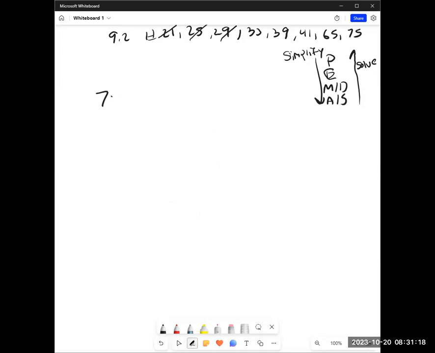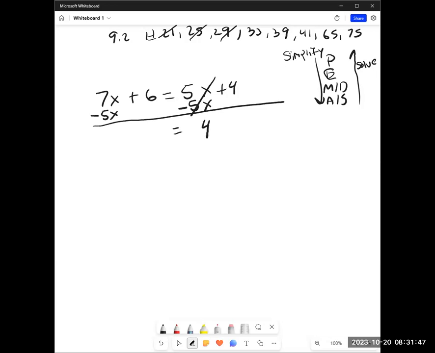Now we have 7x plus 6 equals 5x plus 4. Both sides are simplified already. I need to choose a side to take my variables to. I'm going to choose to take them to the left-hand side. So I'm going to do that by subtracting the 5x that's on the right to make it a 0. And what I do to the right-hand side, I have to do to the left-hand side. That makes that a 0 and leaves me with just the 4 on the right-hand side.